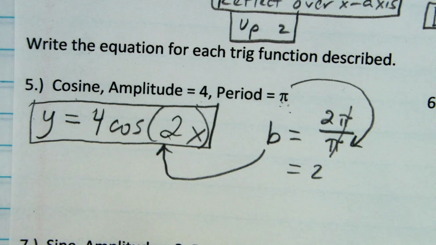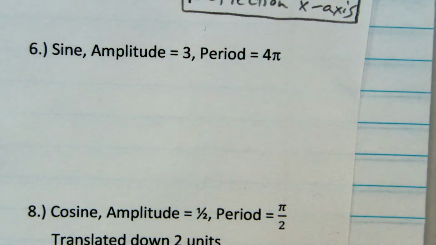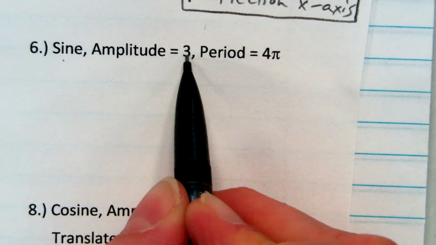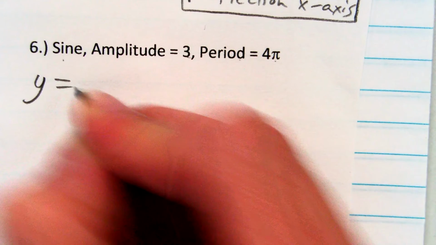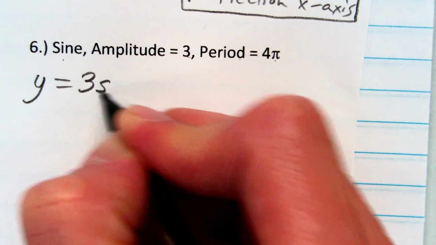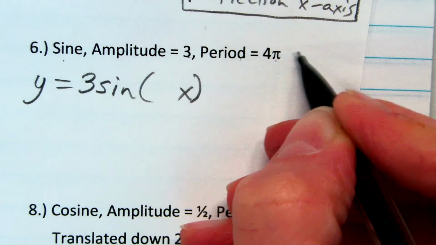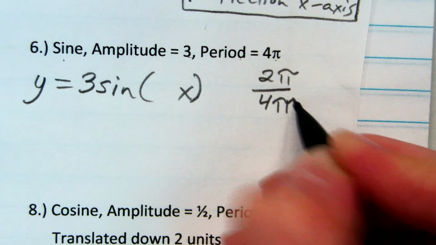Okay? Let's go ahead and take a look at number 6. Okay, so number 6 says it is a sine equation. The amplitude's 3, period is 4 pi. So we know it's going to be y equals 3 sine of something x. And so we're going to take 2 pi divided by 4 pi. I know you guys have it, but I'm going to go ahead and work it out.